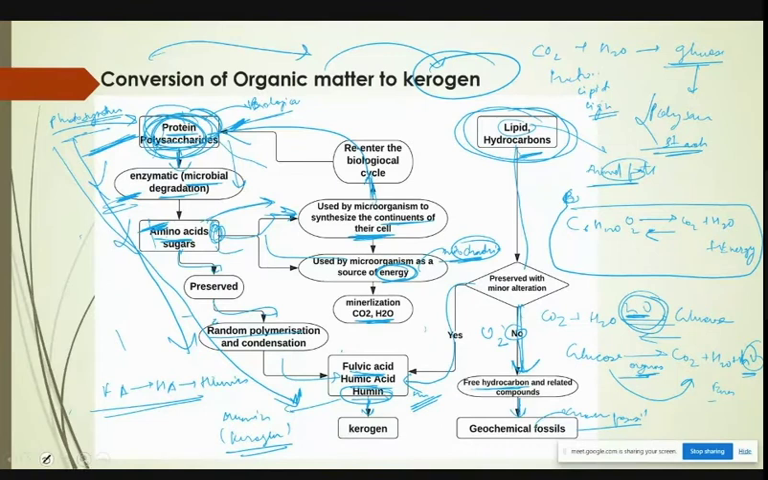If not preserved, it means oxygen will act in this direction. Let me use another color. In this direction, if the lipid and hydrocarbon is not preserved, oxygen will act on it, and free hydrocarbon will be produced. It will be released up in the atmosphere, and then geochemical fossil will form. Geochemical fossil will contain only carbon and a few elements, not in much amount. If it is preserved, it will convert into fulvic acid, humic acid, and humin, and ultimately it will get converted into kerogen. So this whole process is called diagenesis.